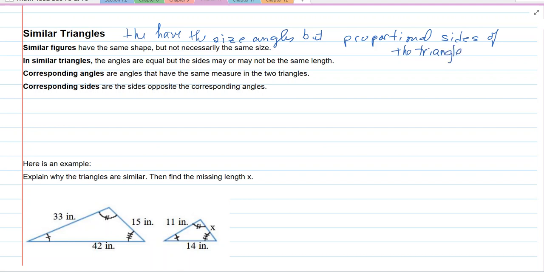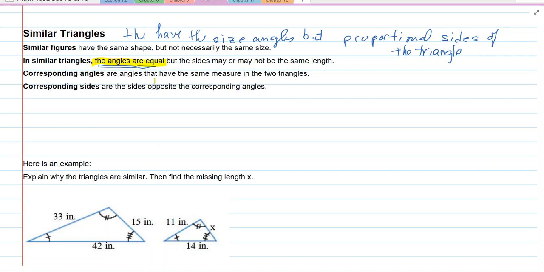All right. So it's like it's being stretched. You can have a small one and then you can stretch it. So here we go. Similar figures have the same shape, but not necessarily the same size. By shape, they mean the angles and the structures. In similar triangles, the angles are equal. That's very important. But the sides may or may not be the same length.